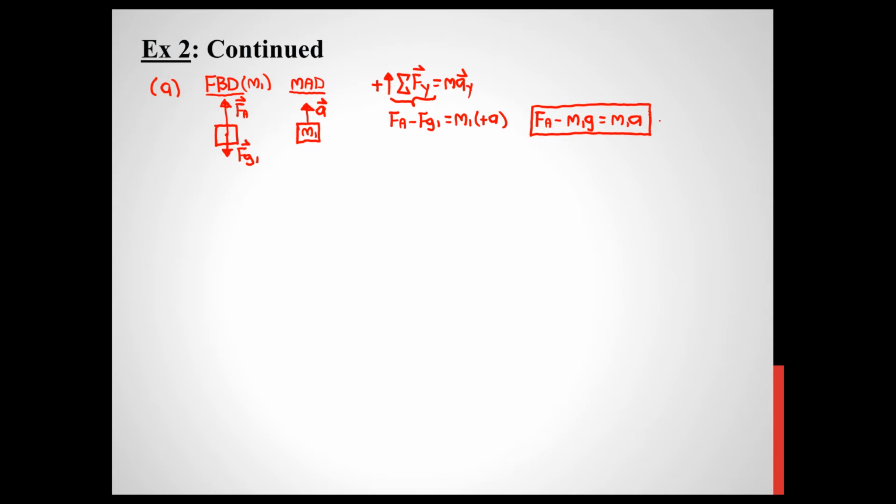If you look at this equation of motion here, we cannot solve it. We don't know what FA is. We don't know what acceleration is. If you have one equation and two unknowns, there's technically an infinite number of solutions. So at this point, you can't solve the actual values. Let's go to a free body diagram for mass 2 now.